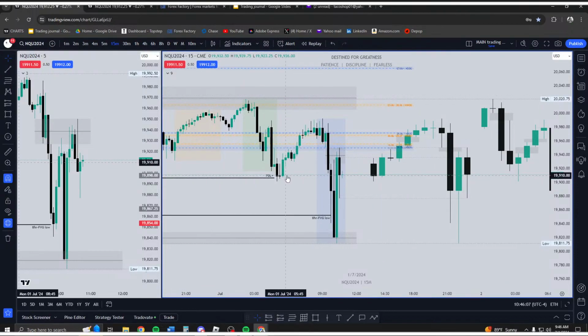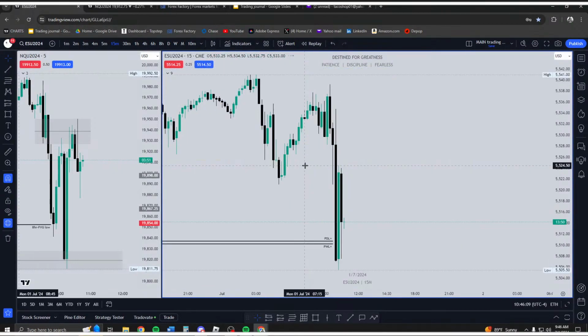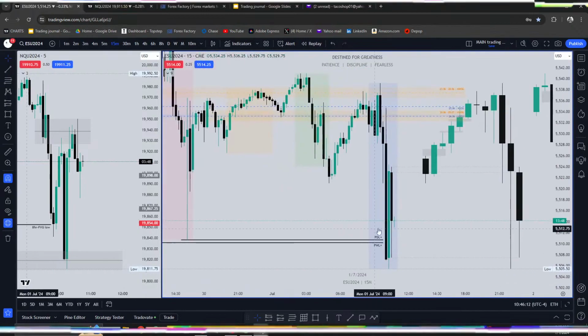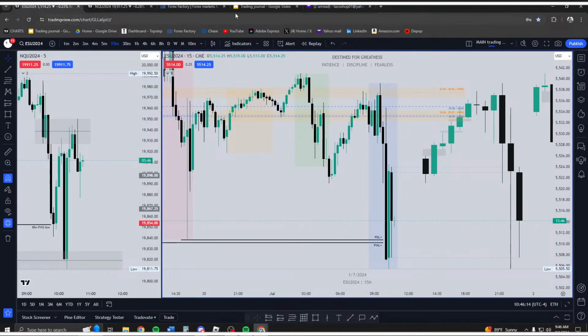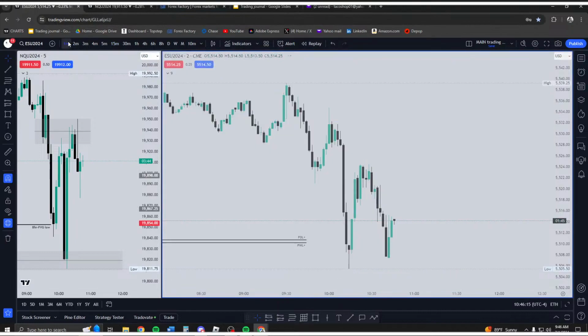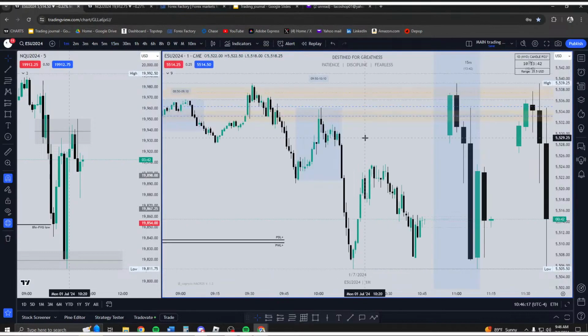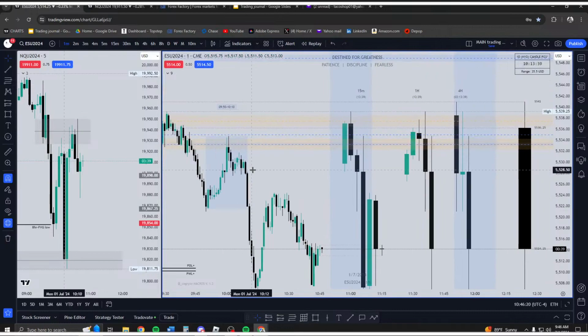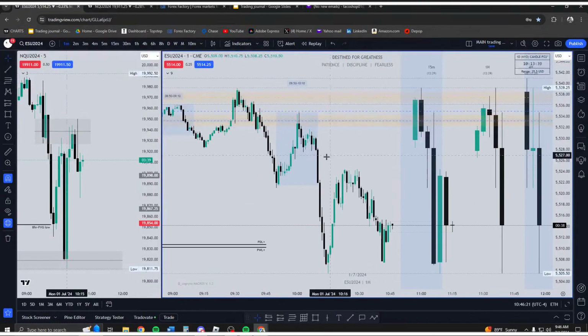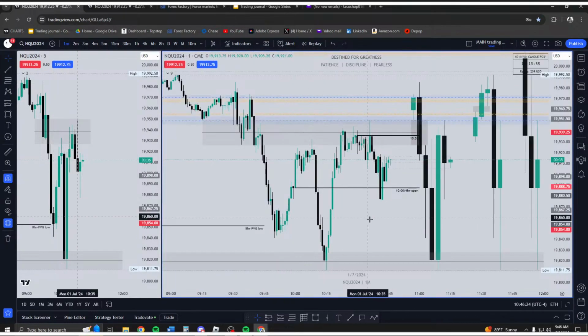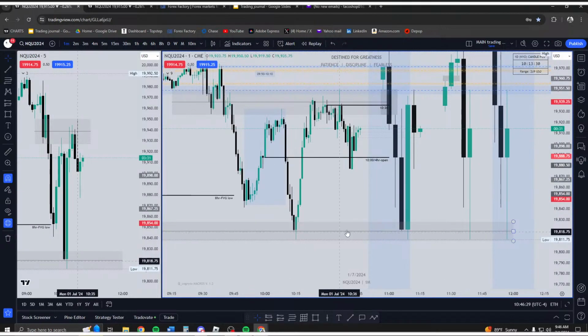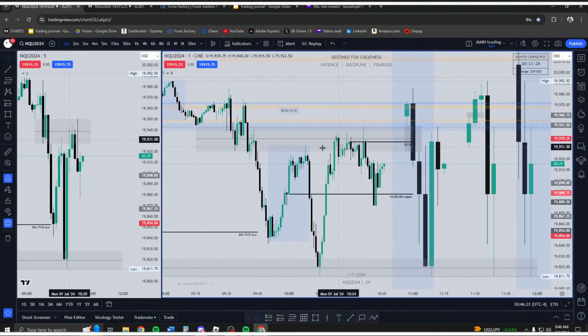We took out previous day low, as I thought we would on ES as well. We took out previous day low on ES already, and on NQ we did the majority of everything that I thought we were going to do. We retraced back inside this 8-hour FVG, retraced deeper into this 30-minute slash 15-minute FVG, and now we're just in between those two.